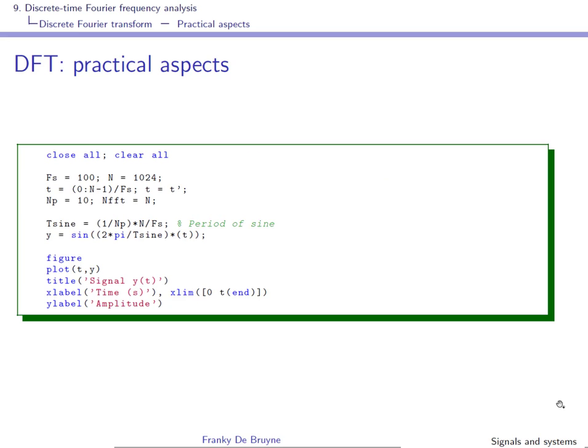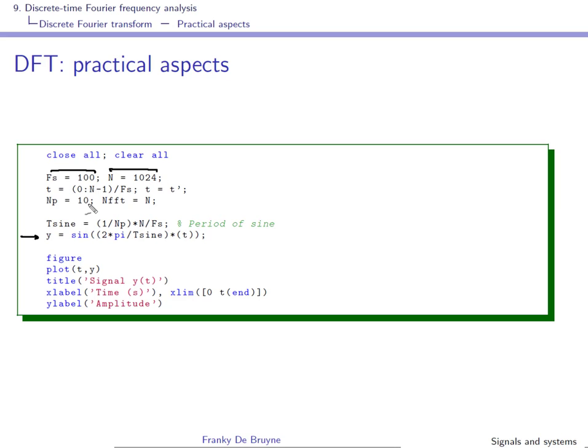So let us take an example. We'll take a sine signal, a sinusoid, of amplitude 1. It will be sampled at 100 Hertz, so 100 samples per second. We'll take 1024 points. 1024 is a power of 2. We will see later when we talk about the FFT that this is important.